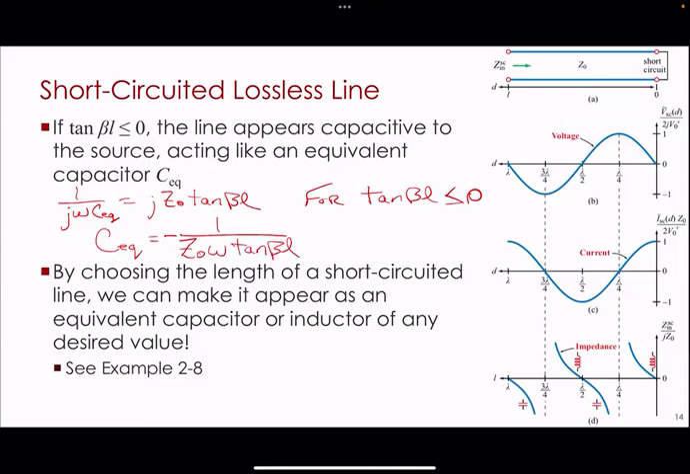And then you might look at that and you might say, well, that's weird, because that is a negative capacitance then. Like it's a capacitance and it's got this negative sign in it. But this is only when tan beta L is negative, right? It's only for tan beta L negative, which means you have 2 minus signs, it becomes positive.